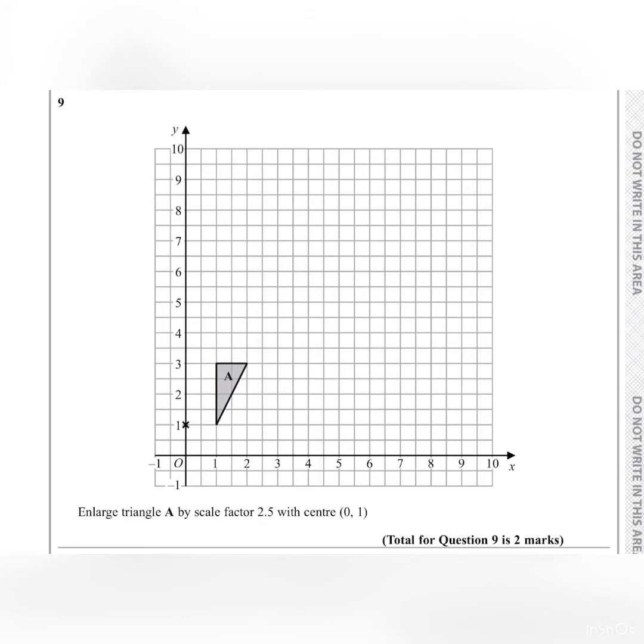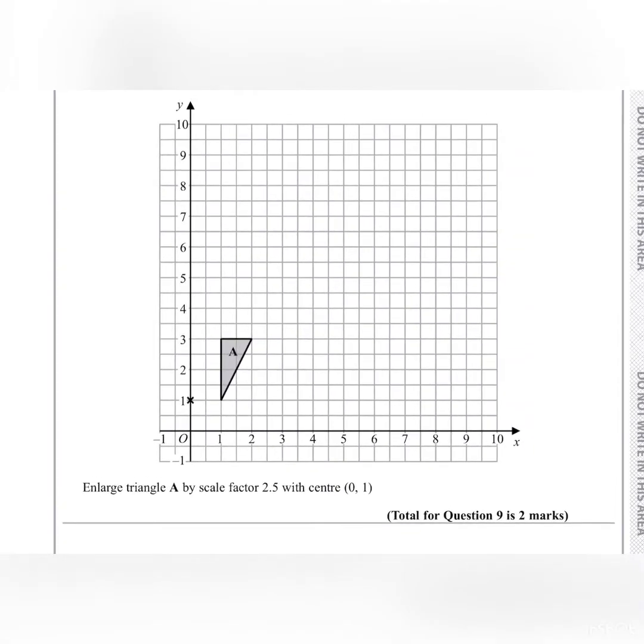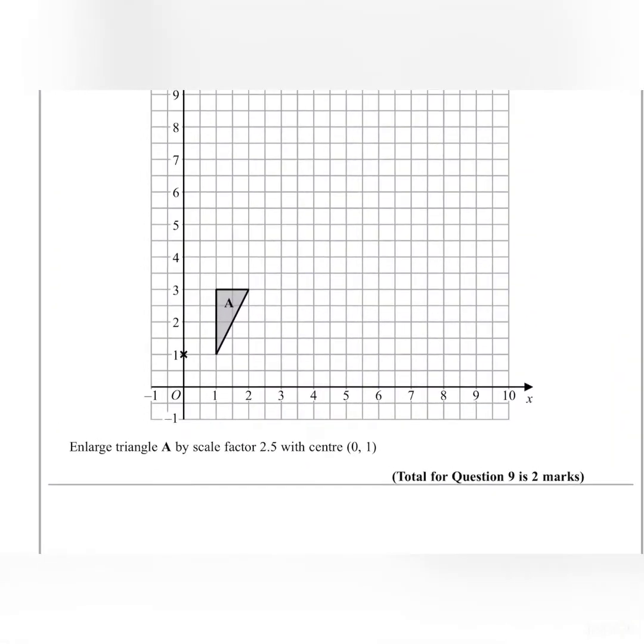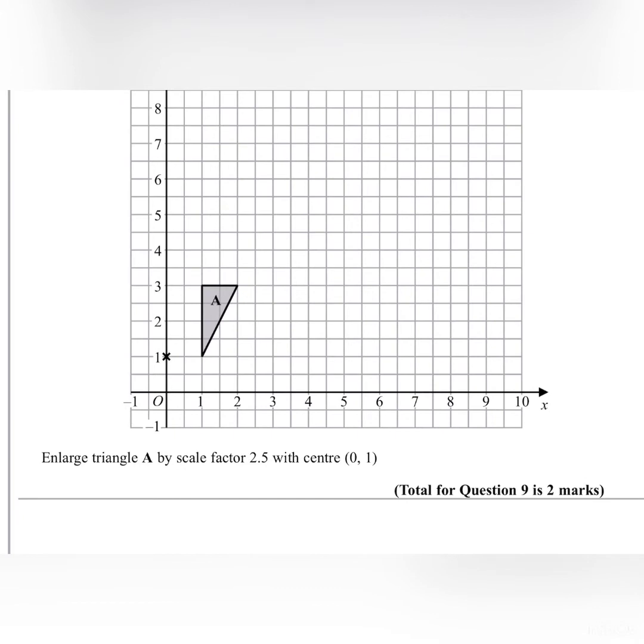Okay, number 9, it says enlarge triangle A by a scale factor of 2.5 with the center 0, 1. So every side has to be multiplied by 2.5 and made bigger by the scale factor given to us. Okay, so we can start off with looking at the scale factor here. So 0, 1 is this point.